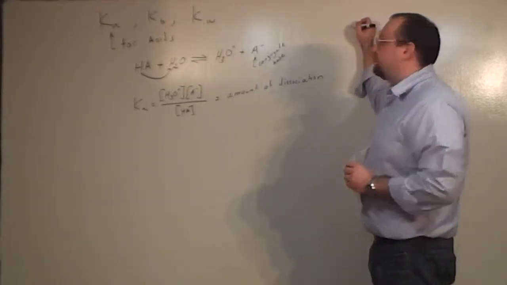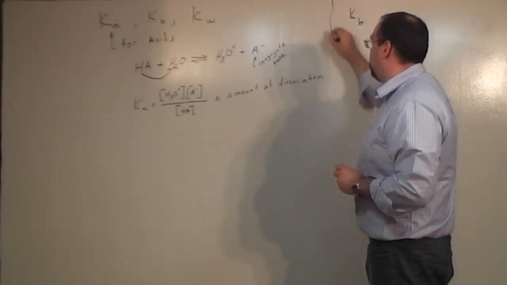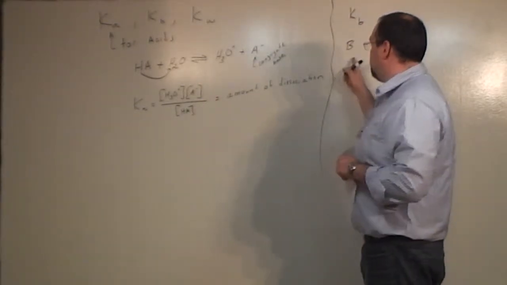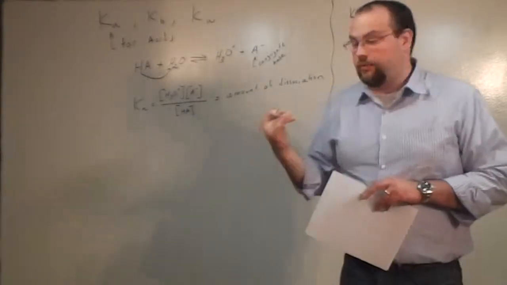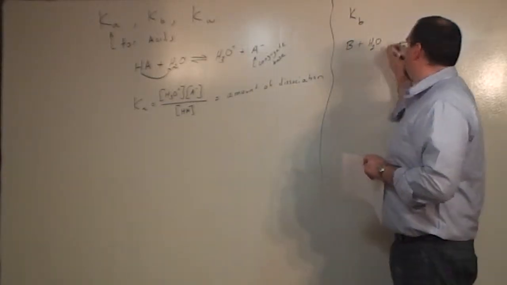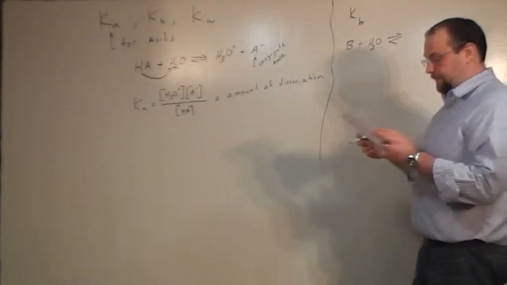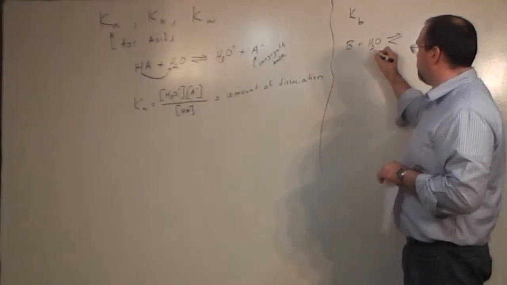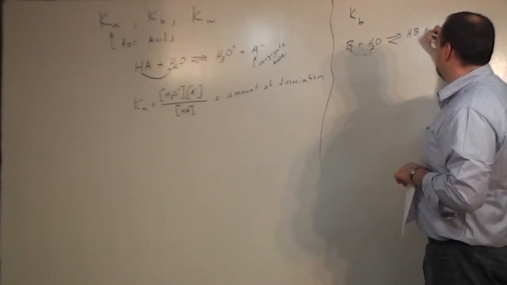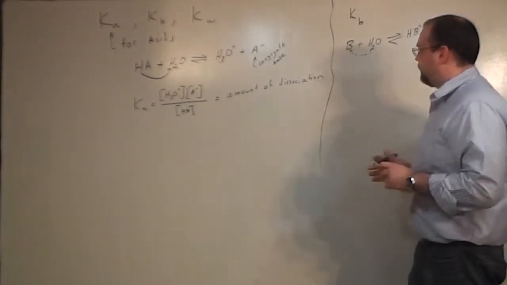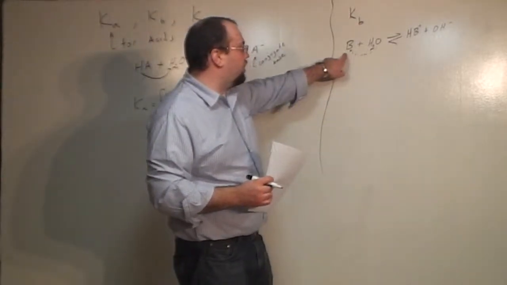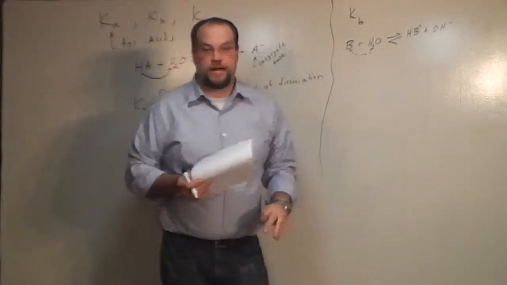Kb, on the other hand, is for bases. No shockers there. I'm going to add a little line to differentiate. Our dissociation for bases is going to start with a B, because bases aren't acids. It combines with water, H2O, and we have another equilibrium. The H from the water goes over to the B, and I'm left with HB+ plus OH-. So this is the dissociation of a base. The base is essentially stripping a hydrogen off the water, forming HB+ and an OH-.